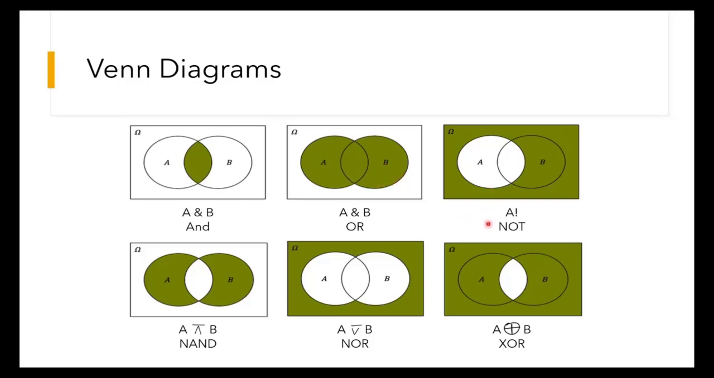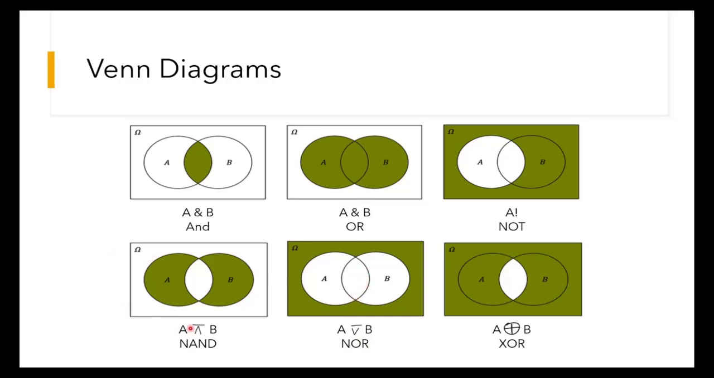Okay, so a NOT produces an output of inversion. So if you get A, it's everything that's not A. So now we come to NAND. So it's a NOT AND. So the NOT AND produces this diagram here. We have a NOR, so it's a NOT OR, so it's the inversion of this diagram.